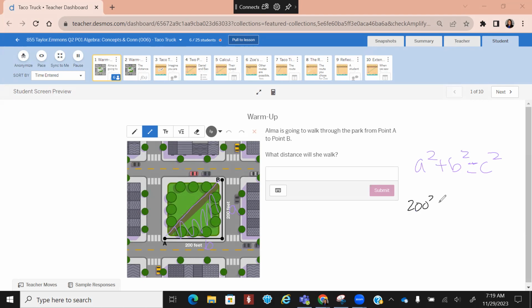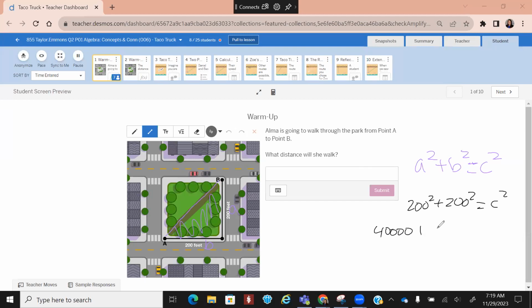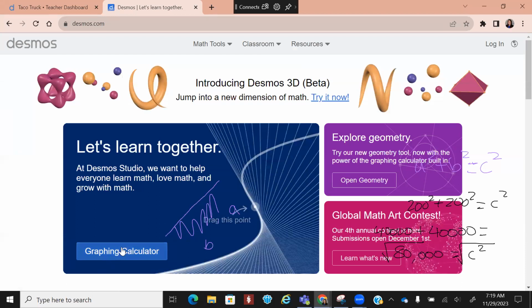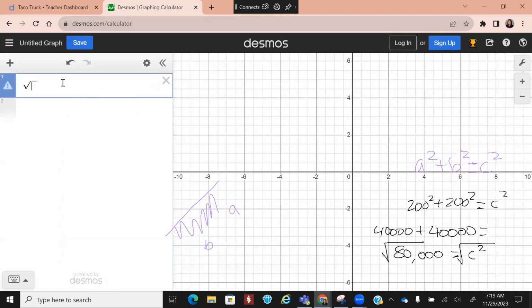We got 200 squared plus 200 squared equals c squared. What's 200 squared? Okay, so we got 40,000 plus 40,000. So that's going to give me 80,000. And now we're trying to find c. So we're going to take the square root of 80,000. So we're going to go into Desmos. And we're going to do the square root of 80,000. And so that's going to give me 282.84 roughly.